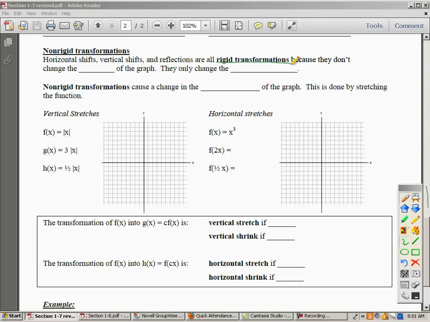Okay, so horizontal shifts and vertical shifts, so going left, right, up, down, and reflecting, they don't change the shape of the graph, they only change where we locate them. So we're not changing the shape, we only change the location. That's why they're rigid, they're not changing. Non-rigid transformations change the shape, okay? And this is done by stretching, and we're going to talk about stretches and shrinks as we go through.